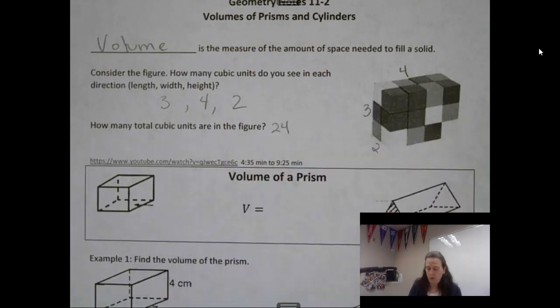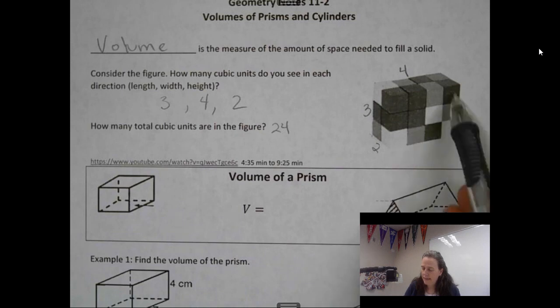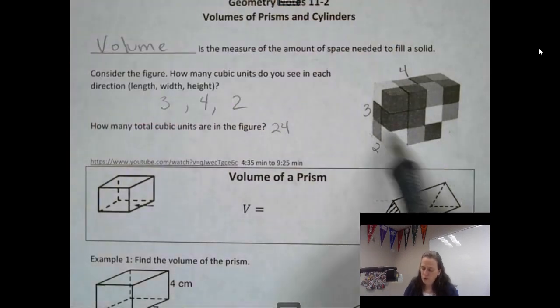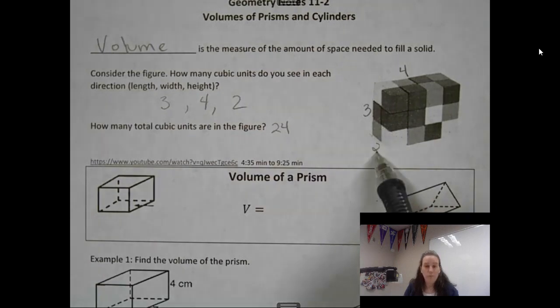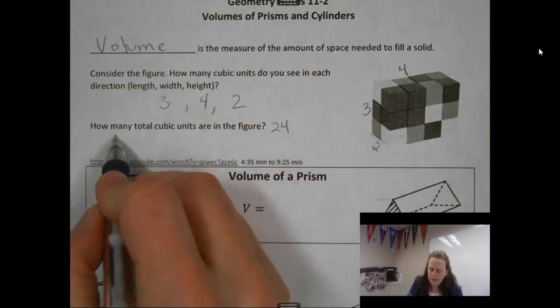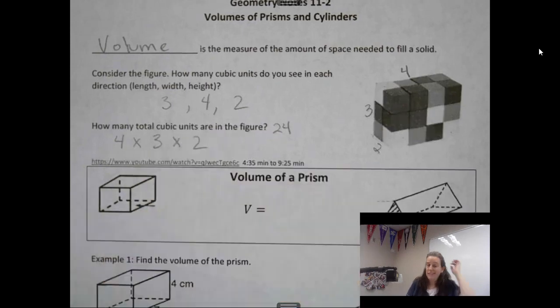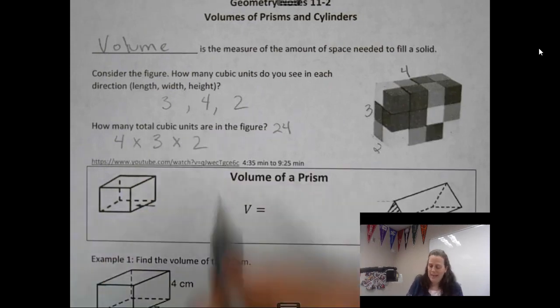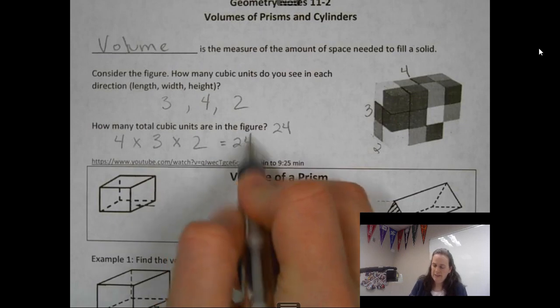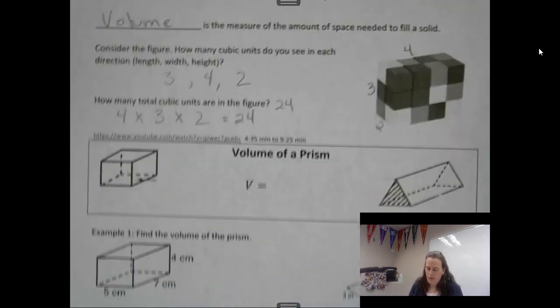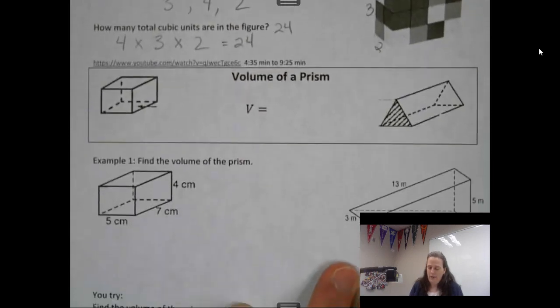There are 24. So you could count this front layer, 1, 2, 3, 4, 5, 6, 7, 8, 9, 10, 11, 12, which is the same as 3 times 4. And there are 2 layers of that, since that says 2 right there. So really what we can do is multiply the length times the width times the height, whichever one you called those. And that answer tells us how many cubic units are in a prism. All right, let's try this out then.